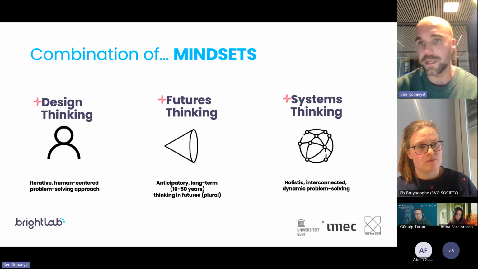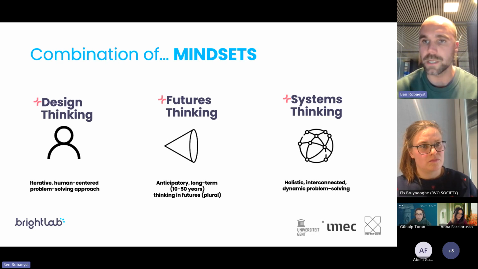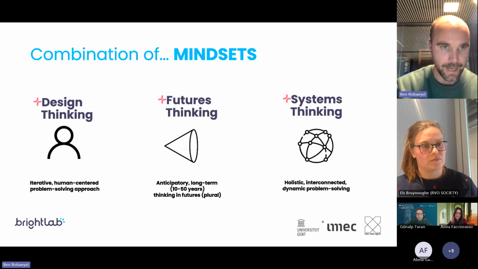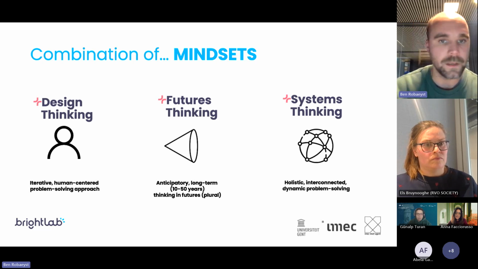So first of all, you have design thinking, which is a mindset in which we put the user, the human, at the center of the process of problem solving. So we try to find solutions together with end users, together with civilians or other stakeholders. That's the first one. I will go into that elaborately in a minute.